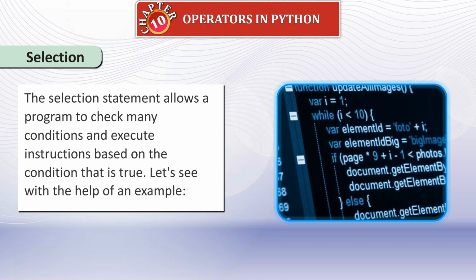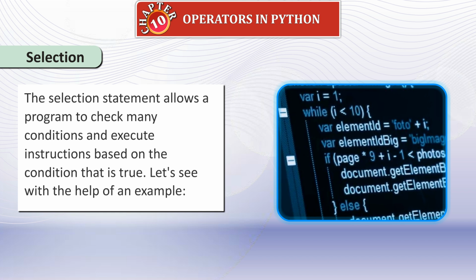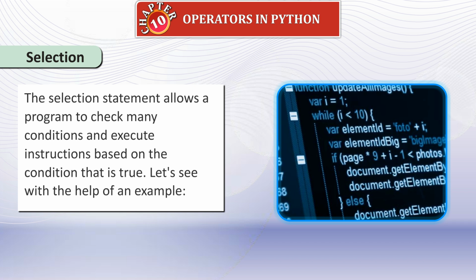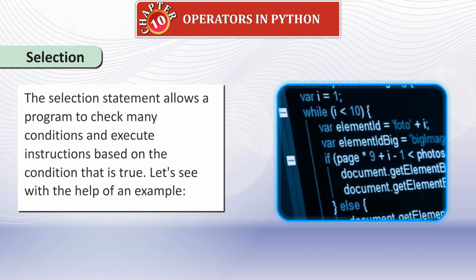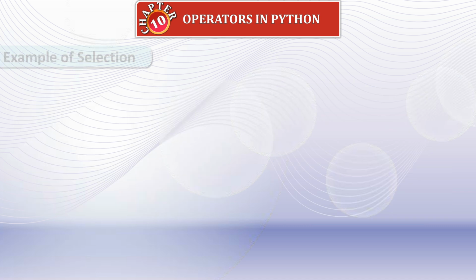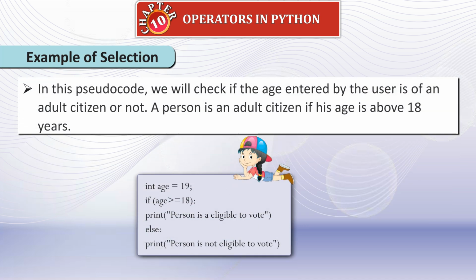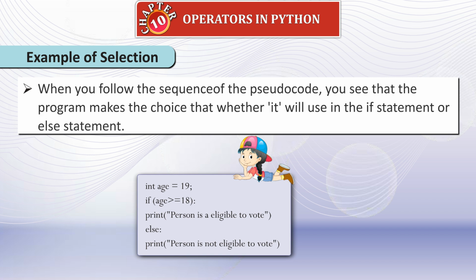Selection. The selection statement allows a program to check many conditions and execute instructions based on the condition that is true. Let's see with the help of an example. Example of selection: in this pseudocode, we will check if the age entered by the user is of an adult citizen or not. A person is an adult citizen if his age is above 18 years. When you follow the sequence of the pseudocode, you see that the program makes the choice whether it will use the if statement or the else statement.